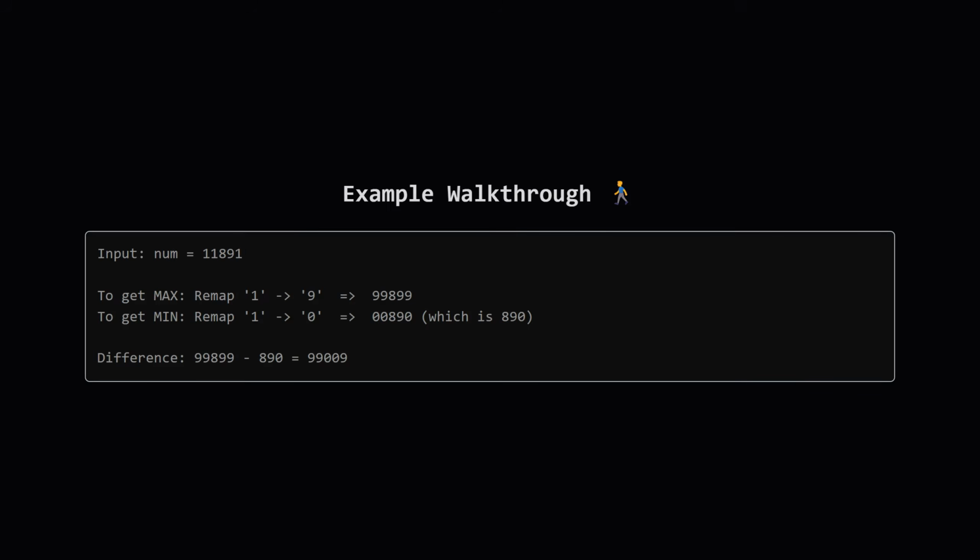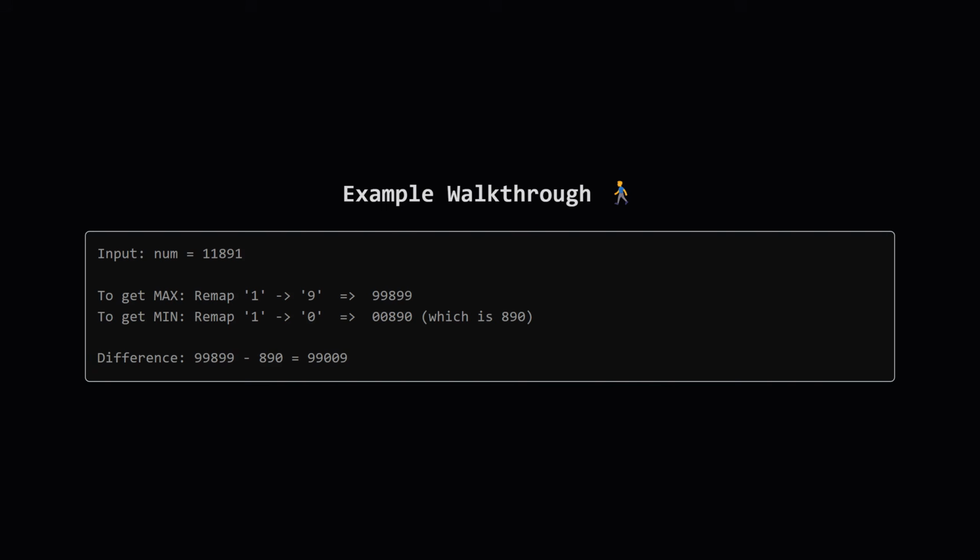Let's walk through an example to see how this works. Suppose our number is 11891. First, let's try to get the maximum possible value. To make a number as large as possible, we should try to change a digit to a 9. Which digit should we change? Well, to get the biggest bang for our buck, we should change the most significant digit, the one furthest to the left. In this case, that's a 1.